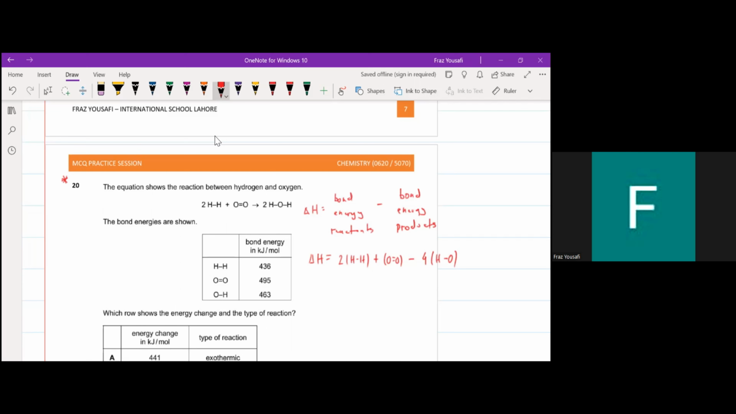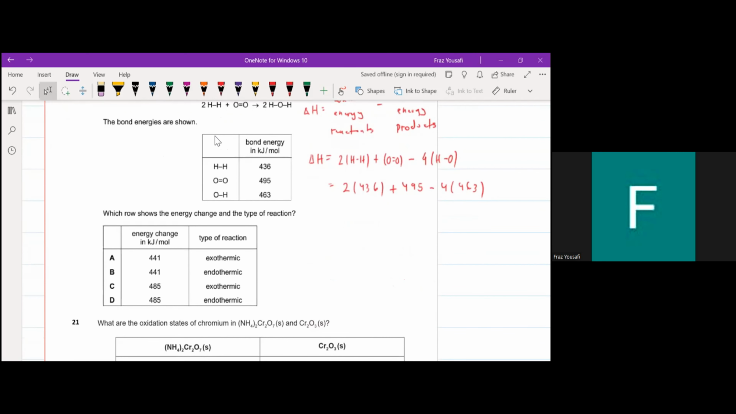All right. So you start putting the values in. That's 2 times 436 plus 495 minus 4 times 463. This is your formula. This is the working. So we add it up. The answer should come out to be negative 485, which means that the reaction is exothermic.